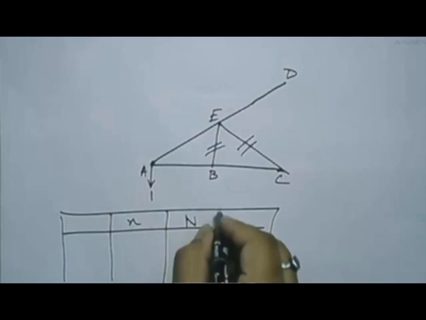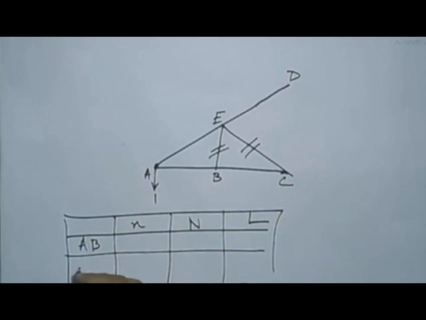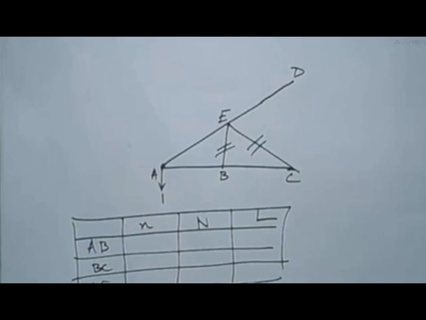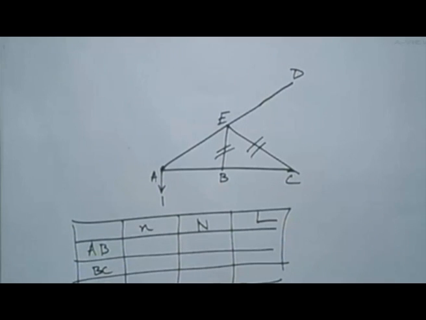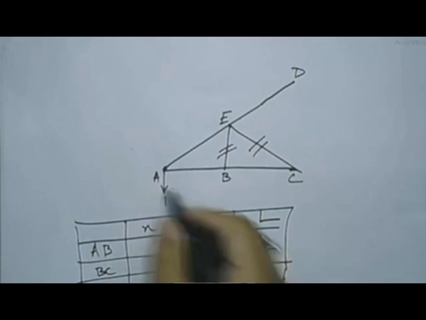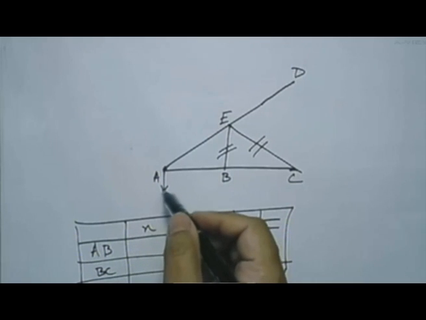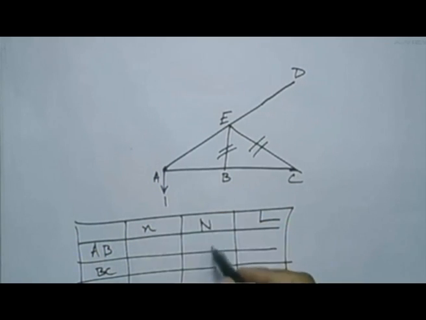So all you have to consider is AB, BC, AE and ED. You don't have to worry about EB and EC. So calculate the member forces in each of these four members due to this unit virtual load, as well as calculate the member forces in these four members due to the external loads that is given.